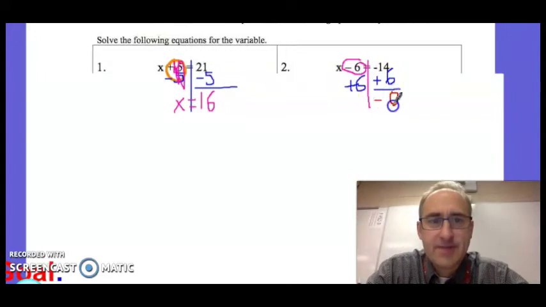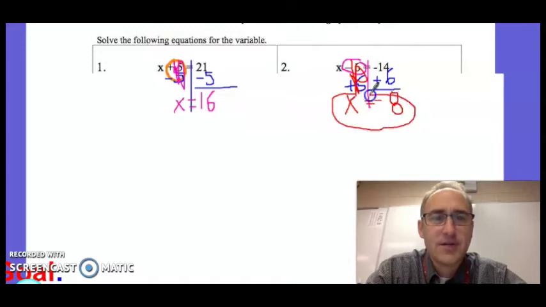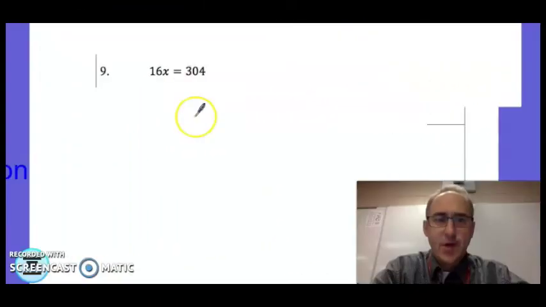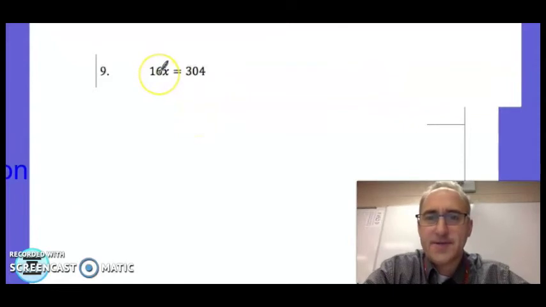So I write negative 8, and I got to bring down everything else. Bring down the equal sign. Then I have an x. Is x alone? Yeah, positive x is always alone. So our answer is negative 8. Let's look at this one.